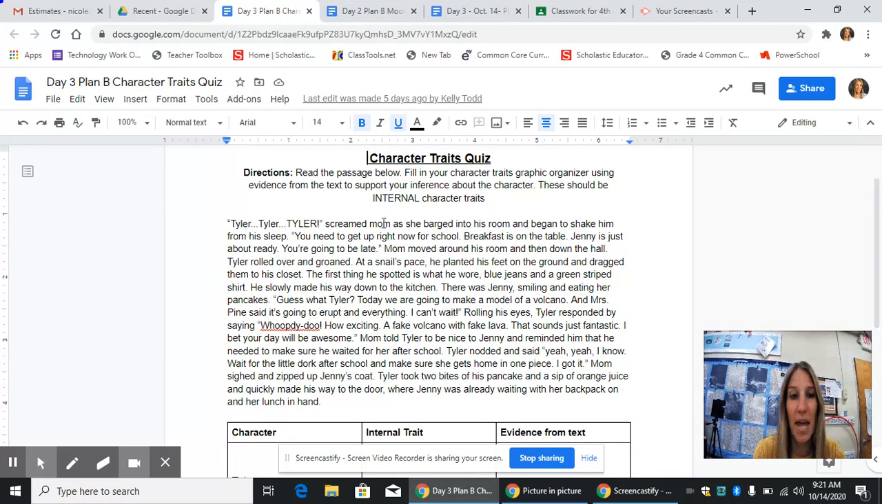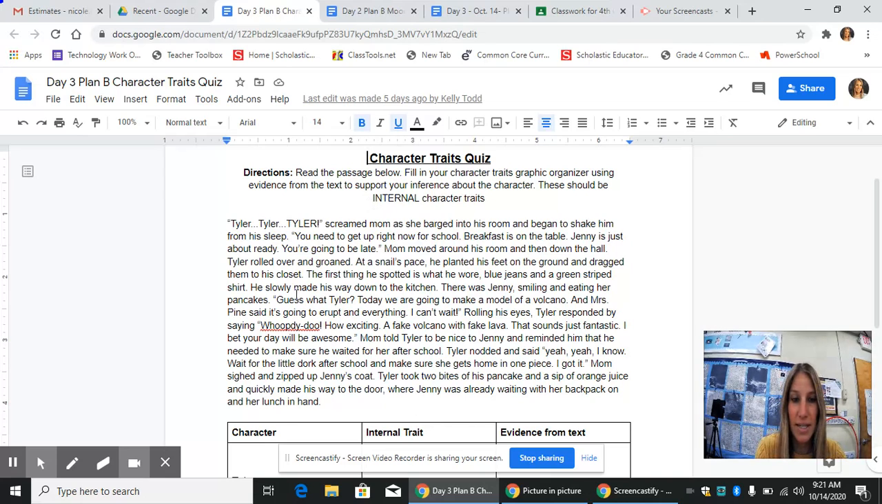So the directions say, read the passage below. Fill in your character traits graphic organizer using evidence from the text to support your inference. Your inference comes from up here in your head about the character. These should be internal character traits. This needs to be an internal character trait about their inside, about their personality.